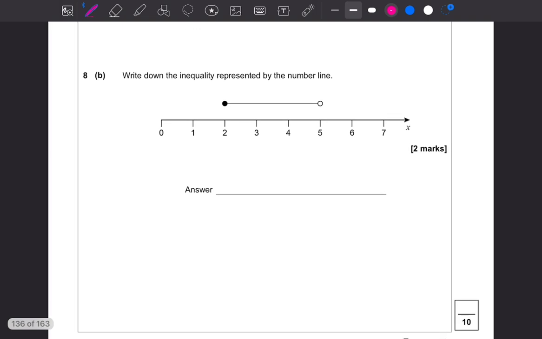Write down the inequality that's represented by this number line. So it's something like this. 2 is less than x is less than 5. But we want to include the 2 because it's coloured in. So 2 is less than or equal to x, which is less than 5.